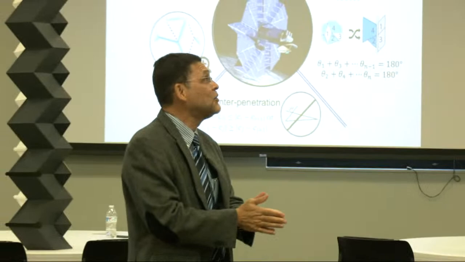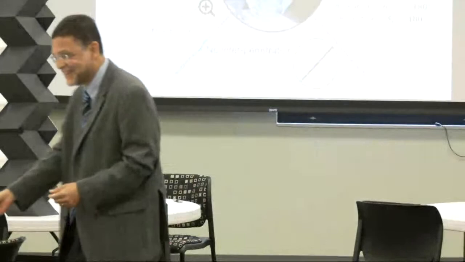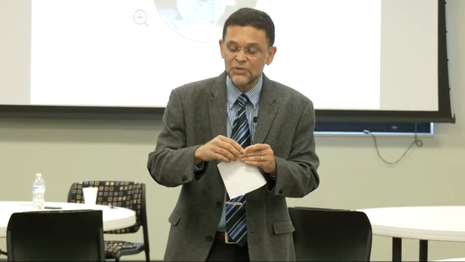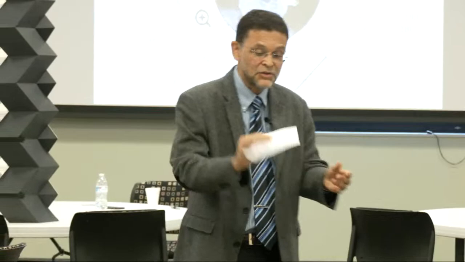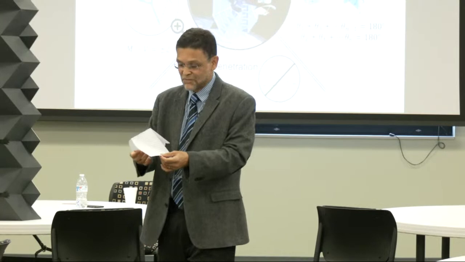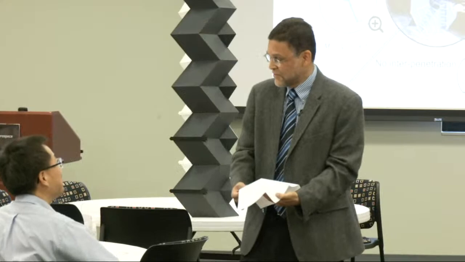What else? Maekawa theorem. I didn't bring a piece of paper. Maybe I can use this one. It's so beautiful, I don't want to destroy this one. I'll borrow this one. Whenever we have a vertex like this, no matter how I fold, I can fold as many times as I wish. If this is flat foldable, the difference between mountains and valleys will be two, no more, no less, two and two only. Since this is yours, maybe you can help me count here correctly. One mountain, two, three, four mountains, right? And two valleys. Right. Four minus two is two. It's guaranteed by the math.